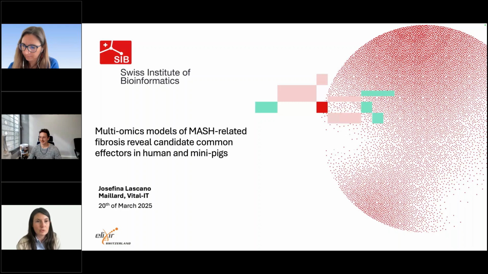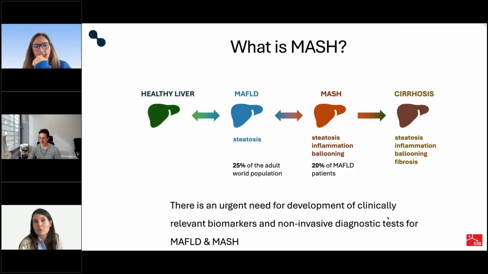I wanted to show you an example study where we try to model MASH-related fibrosis pathobiology via multi-block integration. So first of all, what is it that we are trying to model? MASH stands for metabolic dysfunction associated steatohepatitis, and it arises when the liver starts to accumulate fat, develop inflammation and ballooning, and eventually it can also lead to fibrosis development and cirrhosis at later stages.